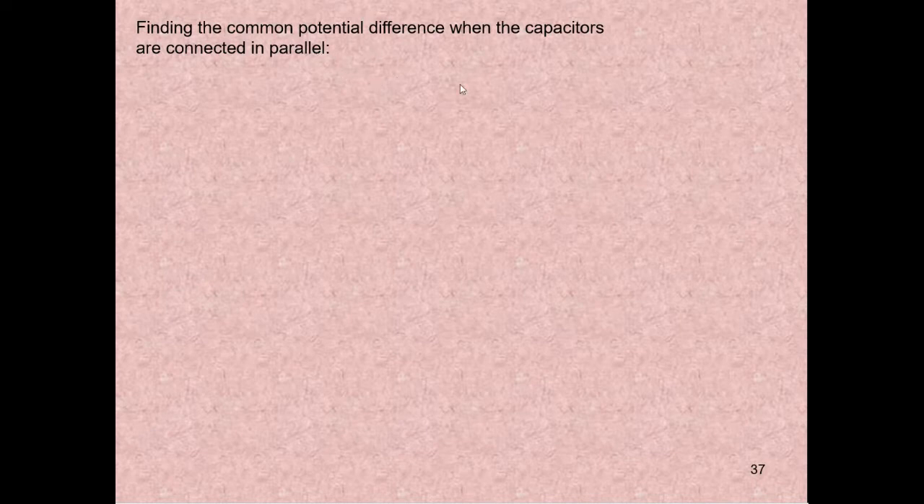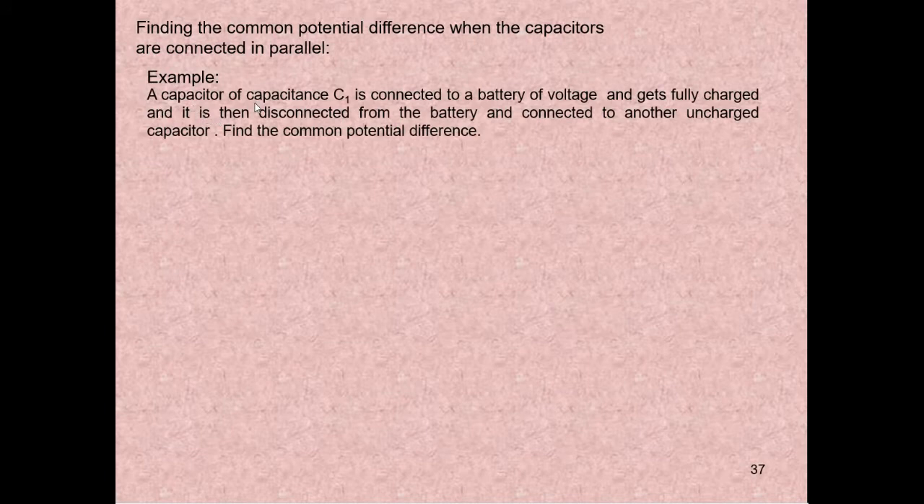What is this finding common potential difference? Let's take an example and do it. Let's say there is a capacitor of capacitance C1 connected to a battery of voltage V, and gets fully charged, and it is then disconnected from the battery and connected to another uncharged capacitor. Find the common potential difference.